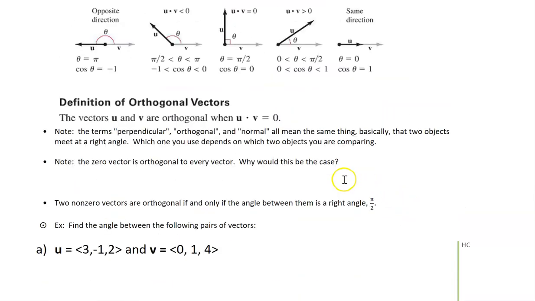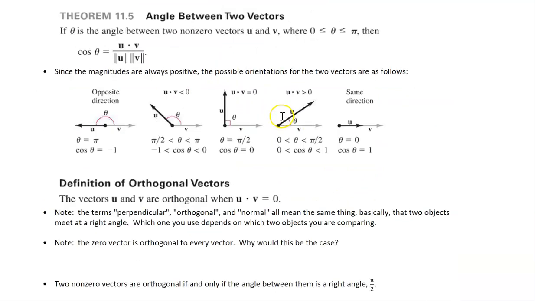Orthogonal vectors. Now this is a specific case. When u dot v equals 0, that will make this entire fraction equal to 0, which means that the cosine of theta is going to be 0. And if the cosine of theta is 0, we know that theta has to be pi over 2 because the inverse cosine of 0 is pi over 2. So two vectors are orthogonal when u dot v is equal to 0.